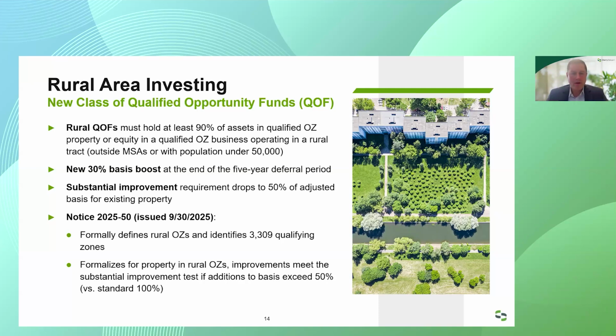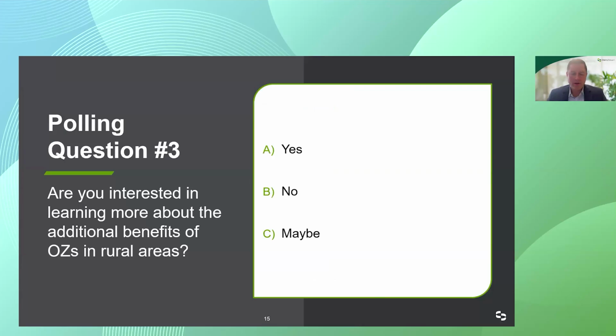Great. All right. So I think we're on to our third polling question. Are you interested in learning more about the additional benefits of the OZ in rural areas? I think this is something that there's a lot of interest in that I've heard about. And certainly, what Chris said a second ago with those zones being available now has really increased a lot of inquiry about how this is potentially going to work. What are the basis step ups on this? So we've started to get several questions about that.